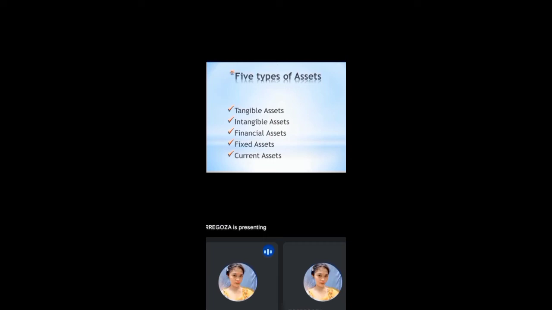Next is the financial assets. The financial assets have a value that's based on a contract. Examples are cash, stocks, bonds, and etc.